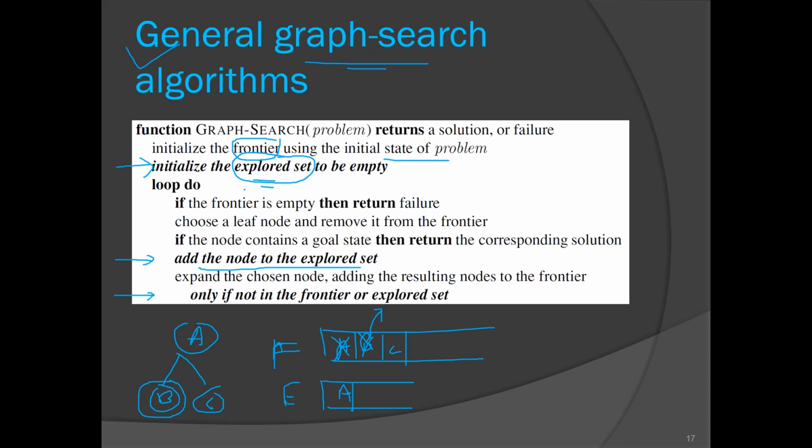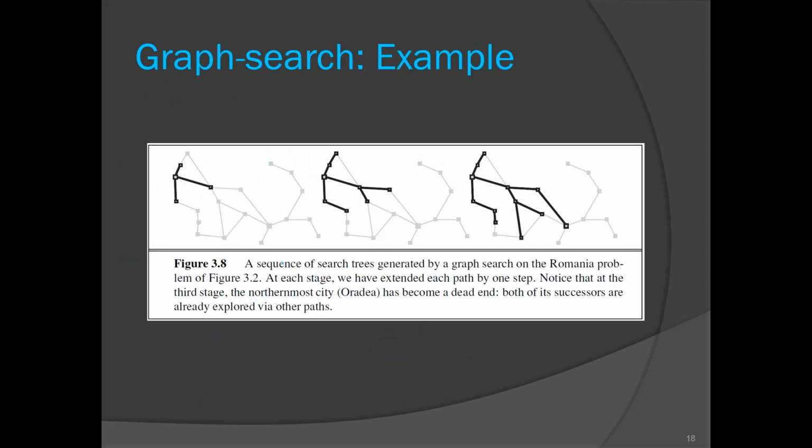So we are maintaining an explored set here. We'll initialize it, it will be empty initially. Once you visit a node, we will add that node to the explored set, and while adding newly generated nodes to the frontier, we will check whether they are not there in the frontier or explored set in order to avoid loopy paths.